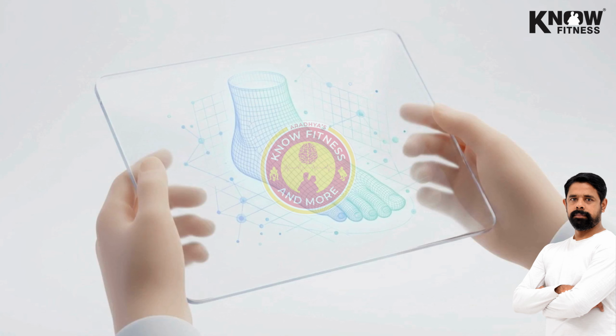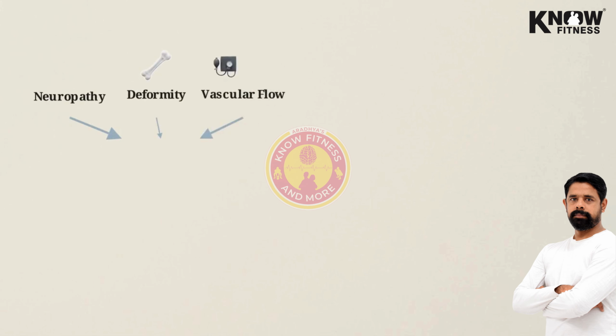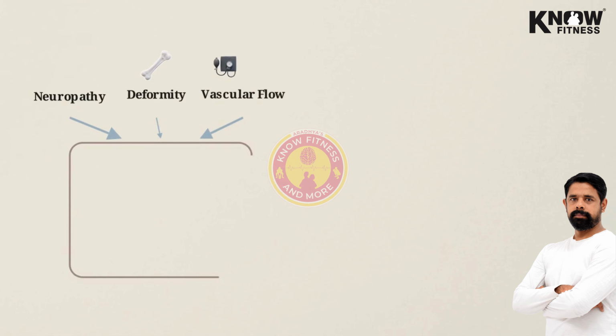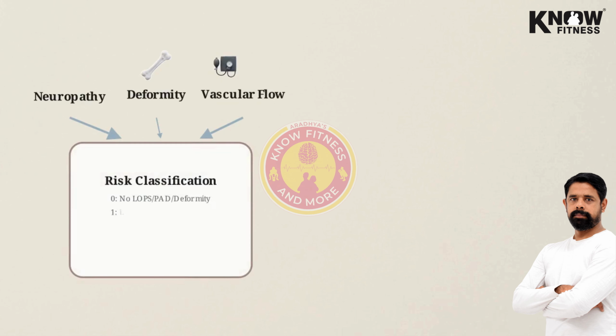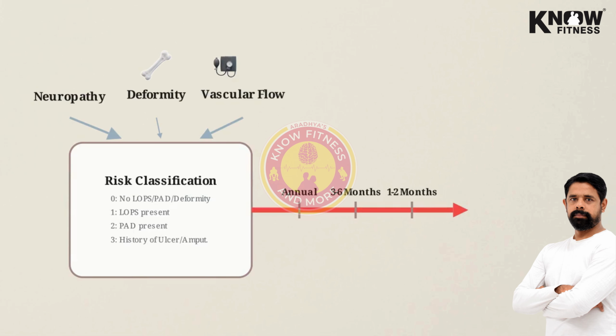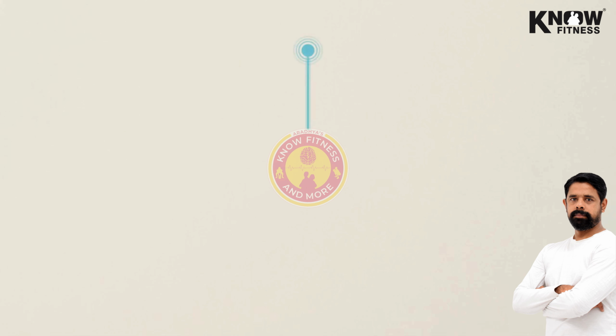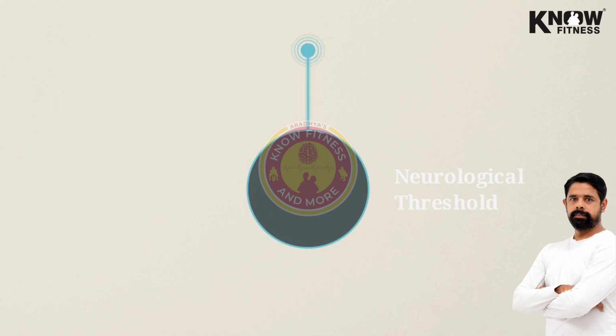Preventing this outcome requires clinicians to move beyond passive observation. Instead, the diabetic foot exam must be executed as a strict, active data processing algorithm. The examiner tests for neuropathy, looks for deformity, and checks vascular flow. The inputs from these 3 tests compute a precise risk classification, providing the specific timeline needed to intercept an amputation before tissue necrosis begins. The first input in the algorithm evaluates the neurological threshold.